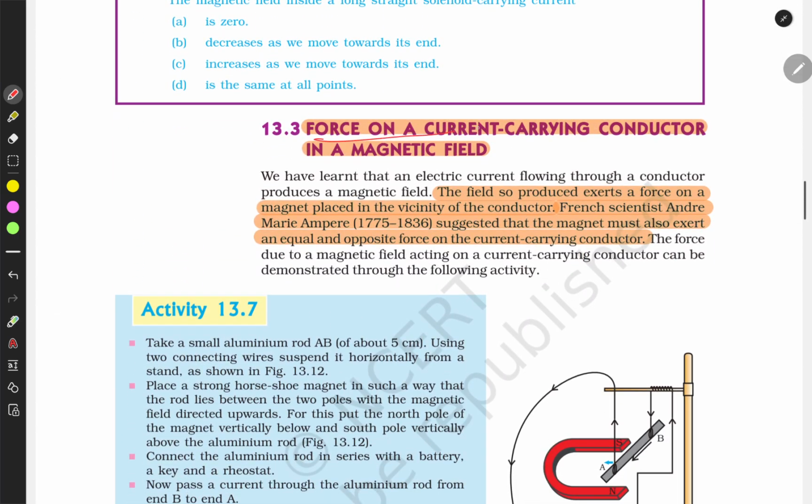Let's talk about the force on a current carrying conductor in a magnetic field.